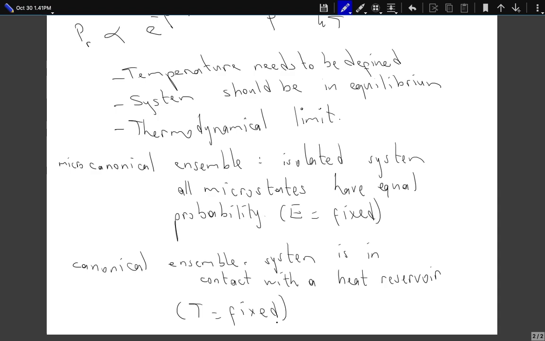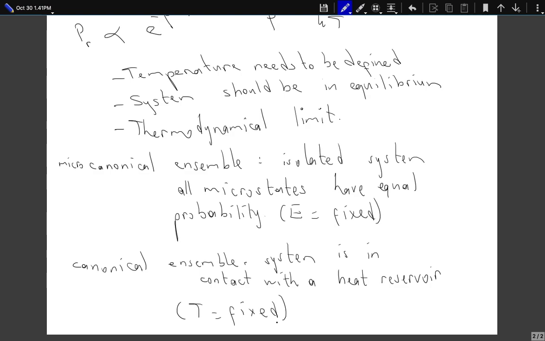Well, in this case, the temperature is fixed, so from the reservoir it can just take some heat, give some heat energy to the system, etc. So the energy is not fixed. In this case, then the probability of a microstate will depend on the energy. But you can relate the canonical ensemble to the microcanonical ensemble. Well, basically in two ways.